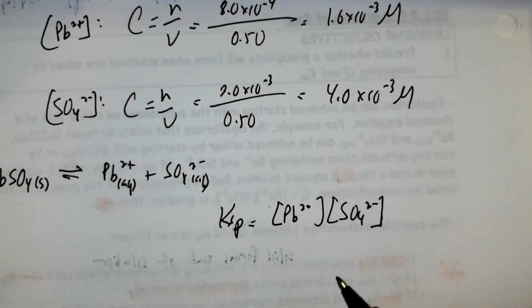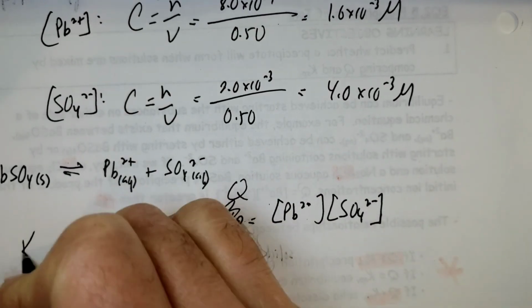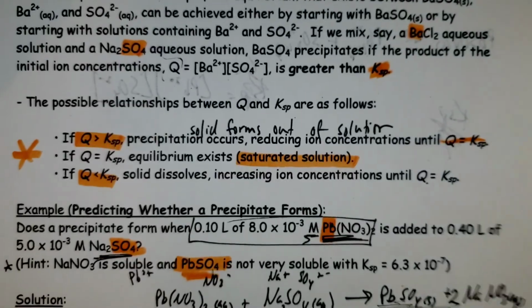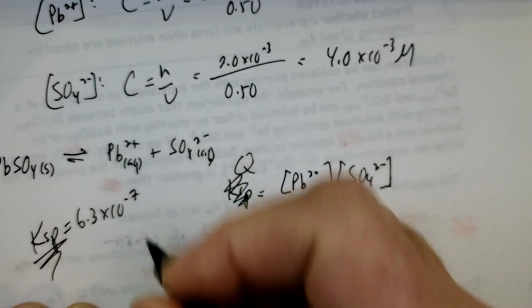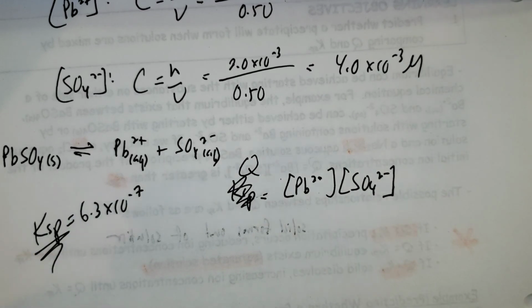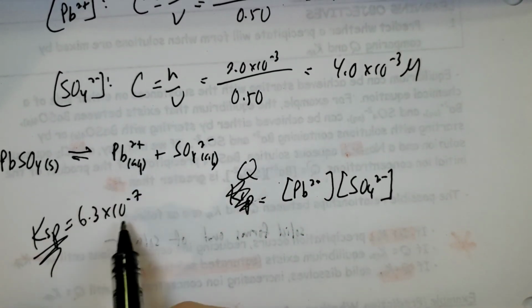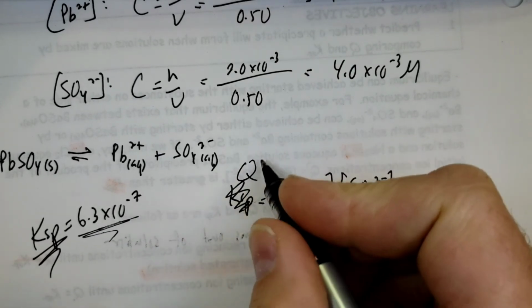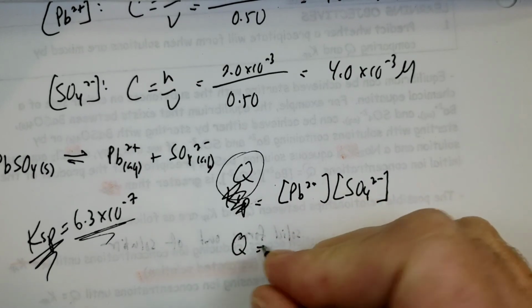Okay, so we have that. Now technically what I'm going to do here, I'm just going to call this Q because I know what the KSP value should be. I was given it. In these circumstances, under this temperature, it should be 6.3 times 10 to the minus 7. So that tells us that to make a saturated solution, when I take my lead concentration multiplied by my sulfate concentration, I should get this. But let's look at our scenario to see what I get. And quite often it's simply called Q.